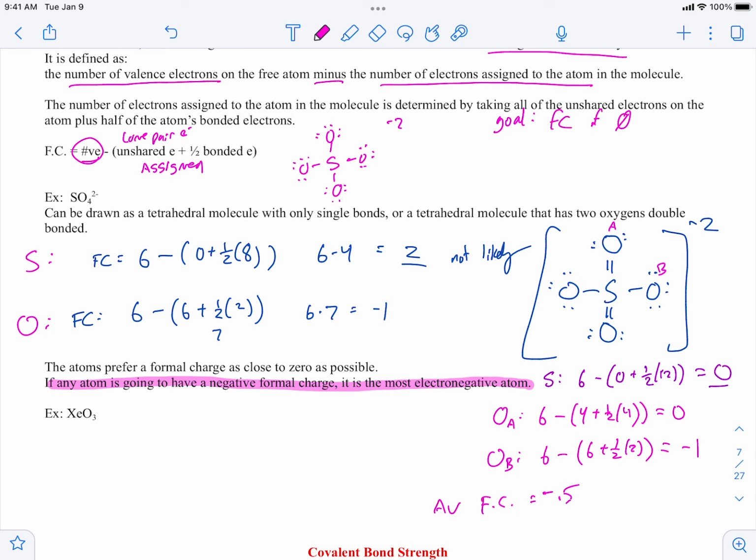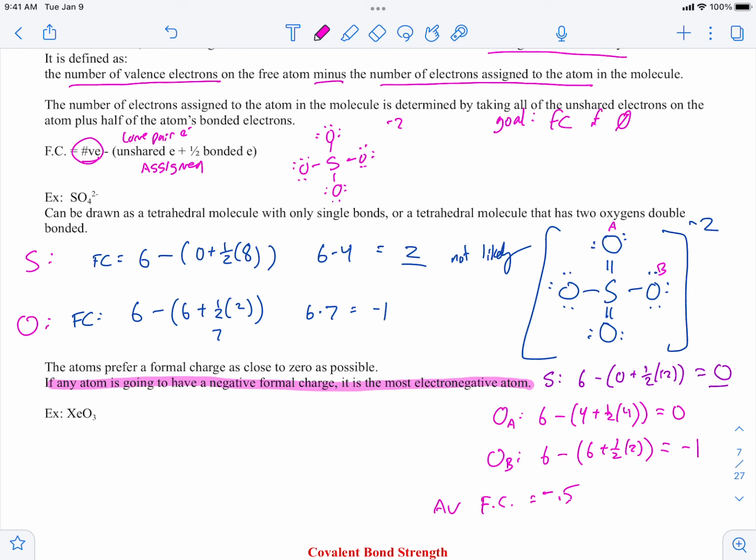Sulfur's in the 3rd period. Any element in the 3rd period, 4th, 5th, 6th, 7th, has access to a D subshell. A D subshell is extra space where these extra electrons, these expanded octets, can reside.